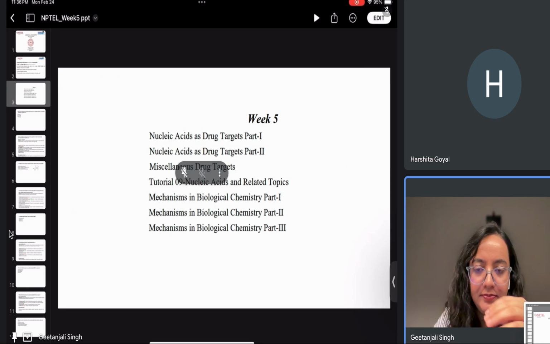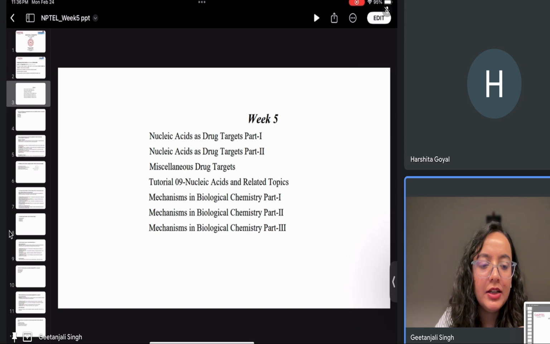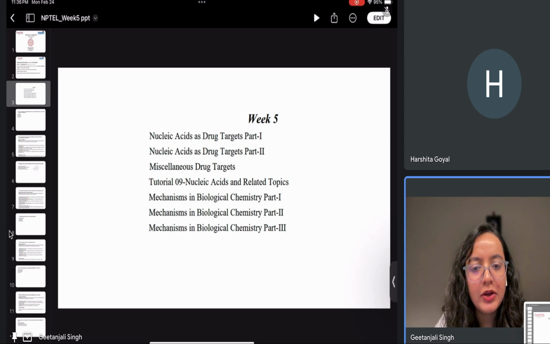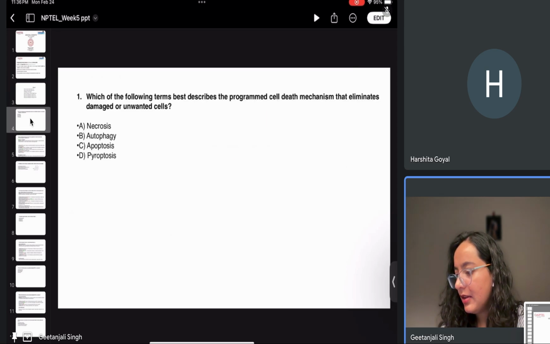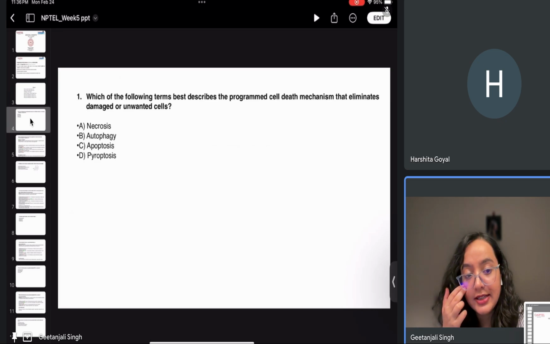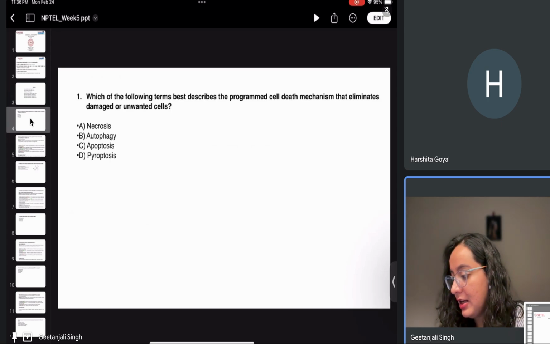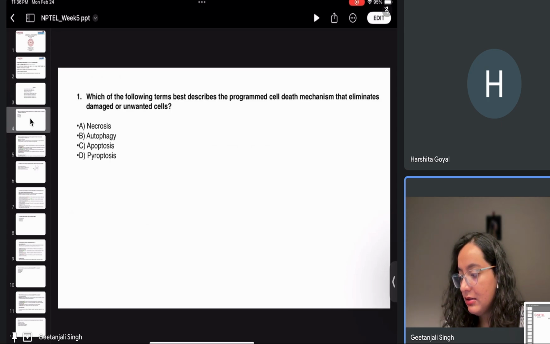These questions are framed in a way that gives you an idea of how to solve the questions in your assignment. Let's see the first question. Which of the following terms best describes the programmed cell death mechanism that eliminates damaged or unwanted cells? The first option is necrosis, second autophagy, C apoptosis, and D pyroptosis.